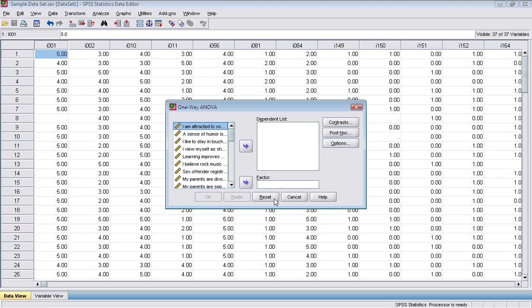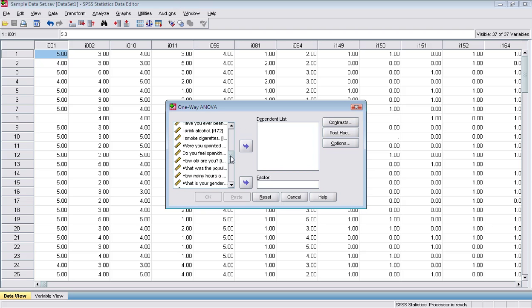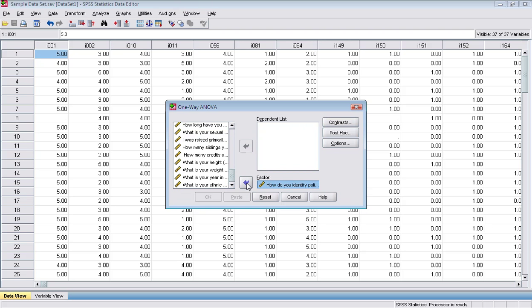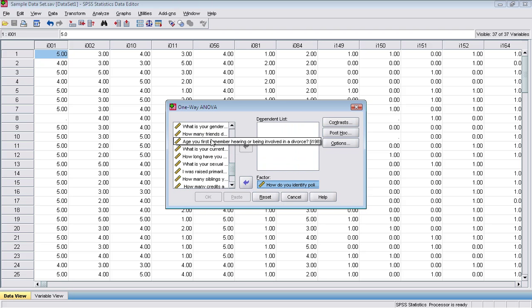Now here I need to be able to identify my independent variable and my dependent variable. My independent variable goes here where it's labeled factor. My dependent variable goes here where it's labeled dependent list. I'm going to scroll down in my variables, and I'm going to select as my independent variable political affiliation, between very conservative to very liberal. For my dependent variable, I'm going to select the number of Facebook friends that a person has.